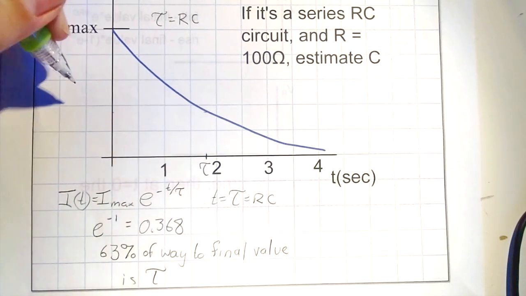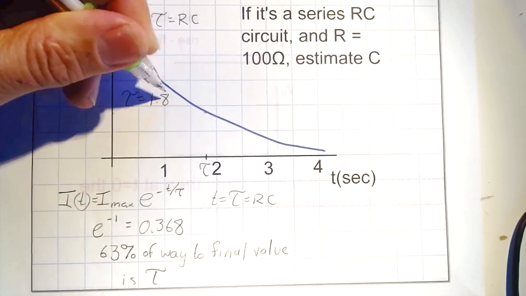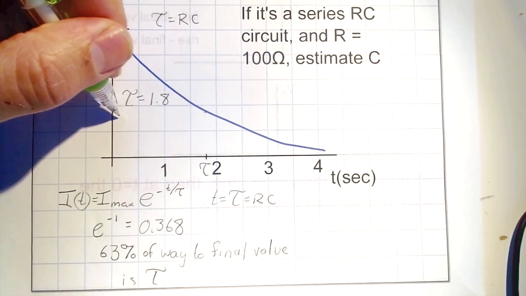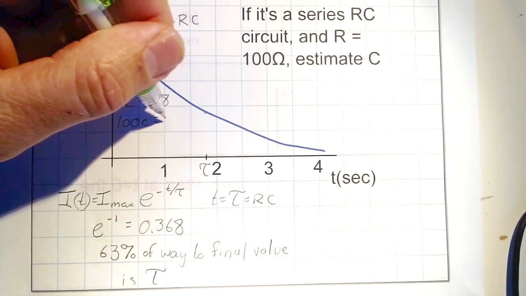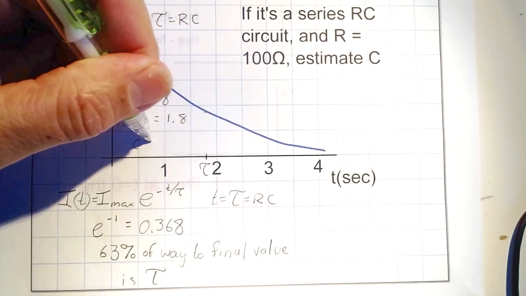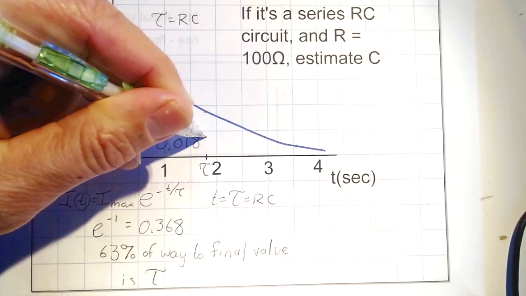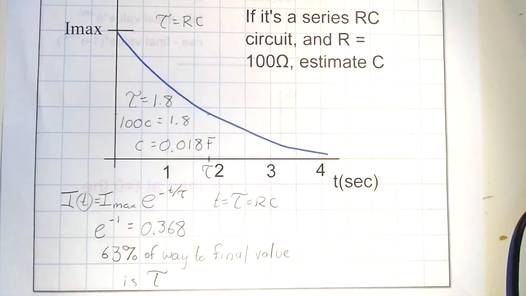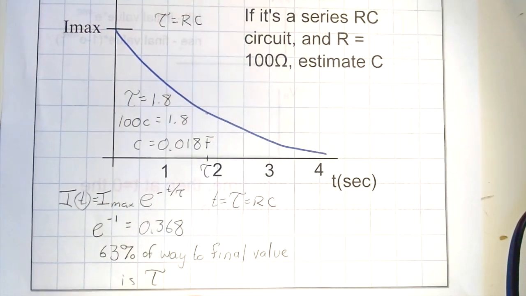Let's say tau is about 1.8 seconds. RC, so 100 C equals 1.8, and C equals approximately 0.018 farads. Okay, so that's this understanding about what happens with the time constant.